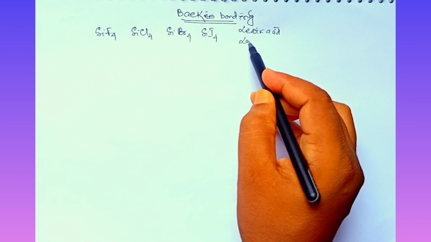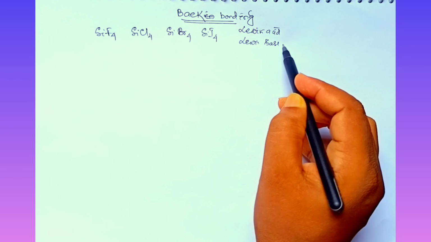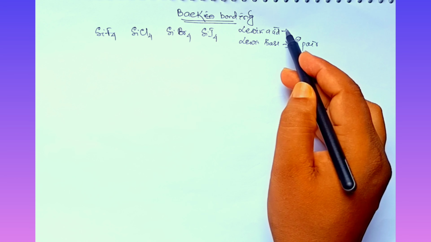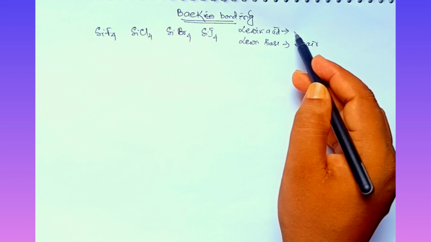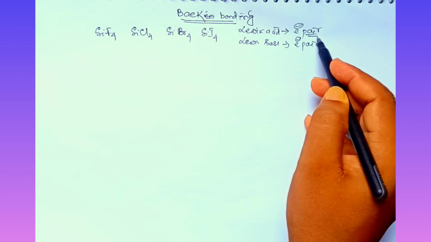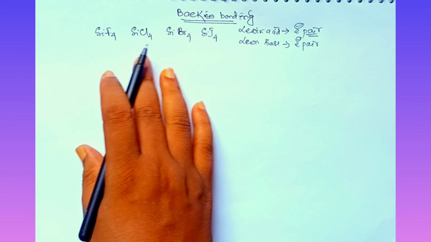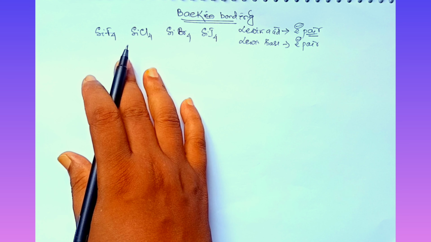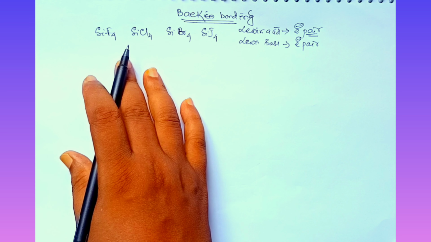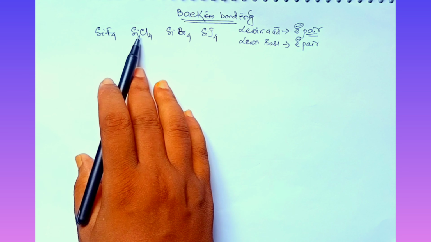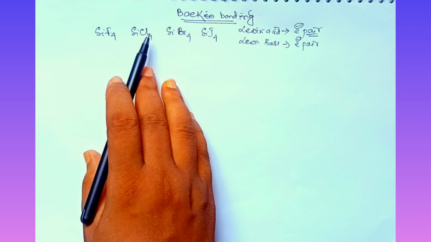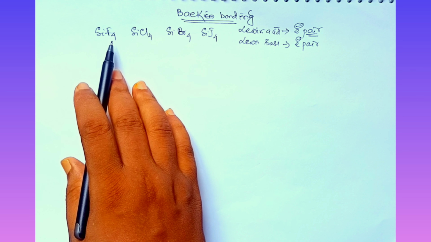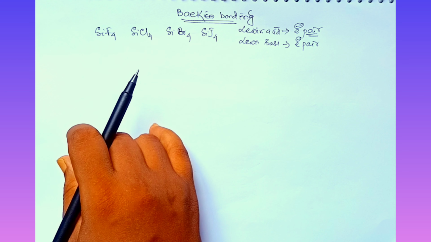We know Lewis acid and Lewis base. A Lewis base can easily donate an electron pair and a Lewis acid can easily accept an electron pair. So among the given molecules, which has the highest Lewis acid character and which has the highest Lewis base character? Here you see the silicon and fluorine, silicon and chlorine. Obviously fluorine, chlorine, bromine should be the donor atoms and silicon is the acceptor atom.